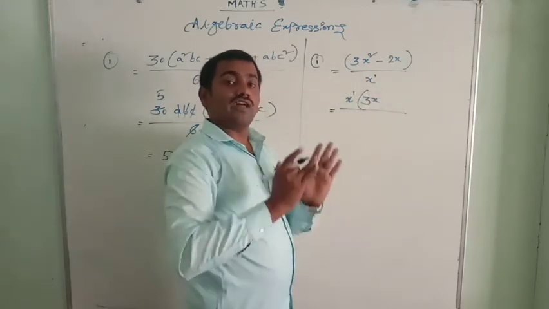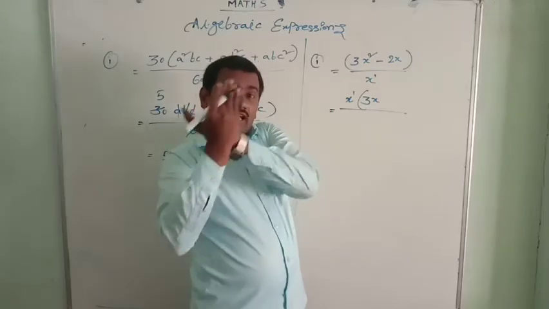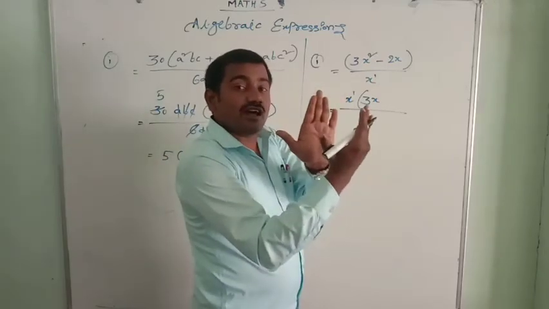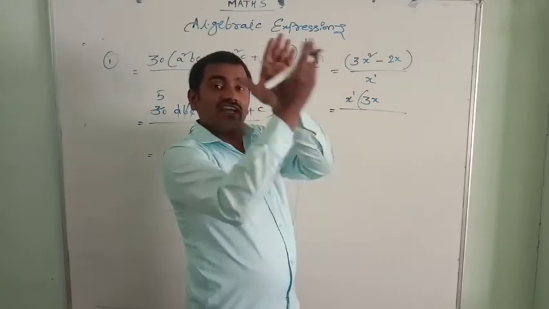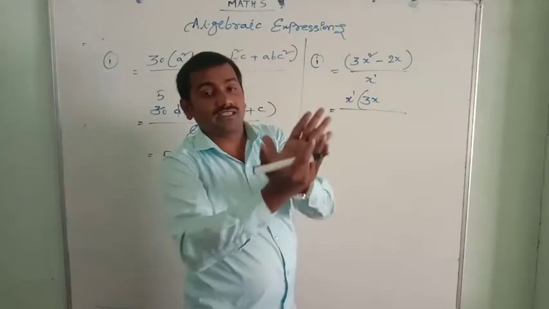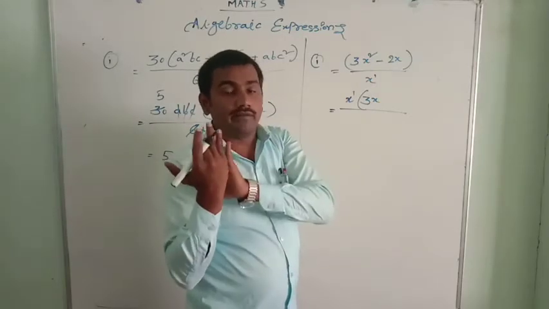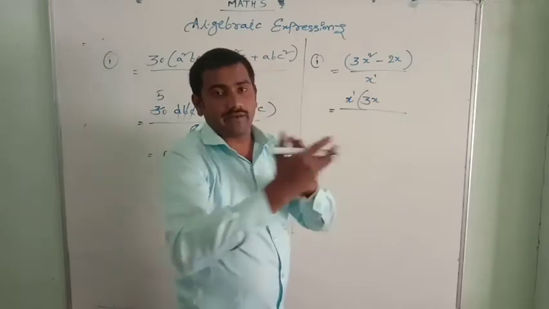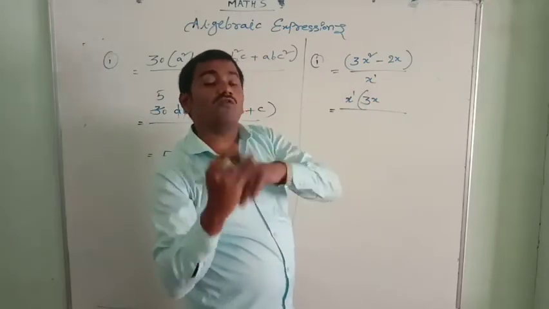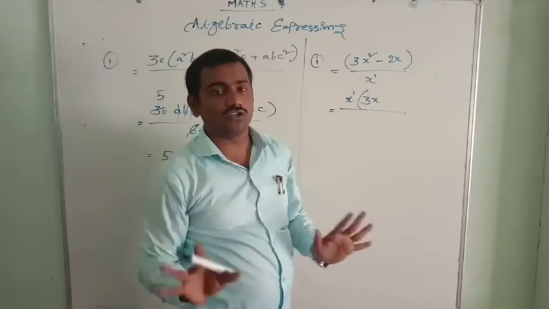That's it. So we have to see how many x's we have to take out, what is the quantity we have taken as common. Then what is left again? What we have taken common, what is left inside again, that is what we need to think.